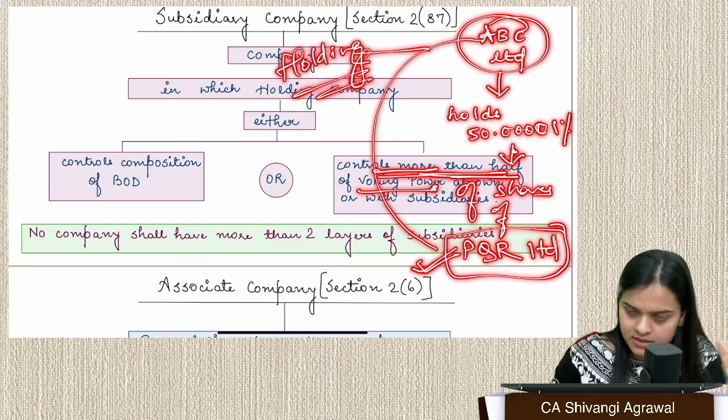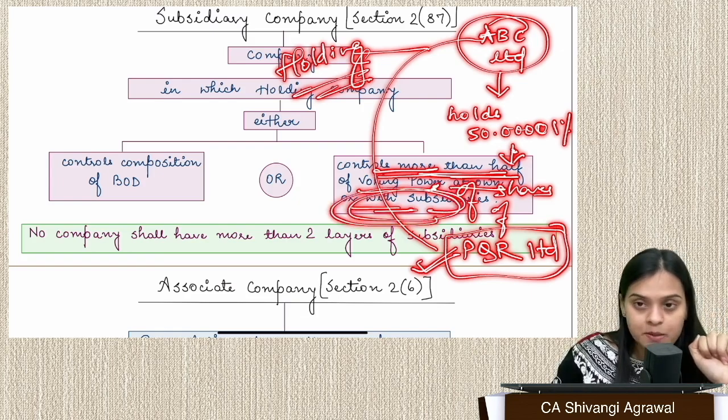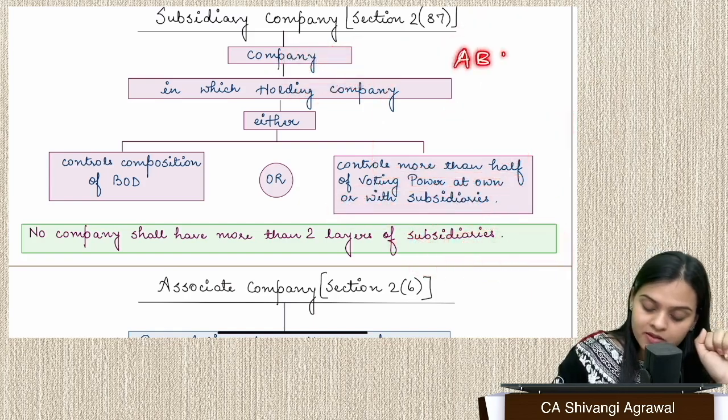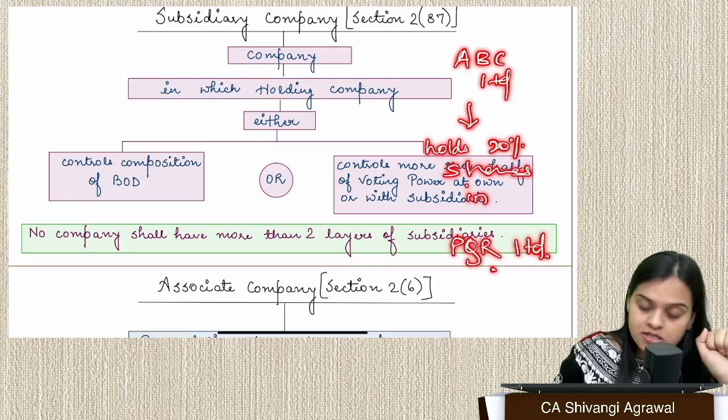So right now we are considering a normal case only, at own or together with its subsidiaries. Now there could be another case. What could be the other case? ABC Limited is holding only 20% shares in PQR Limited. That means this does not make PQR Limited its subsidiary.